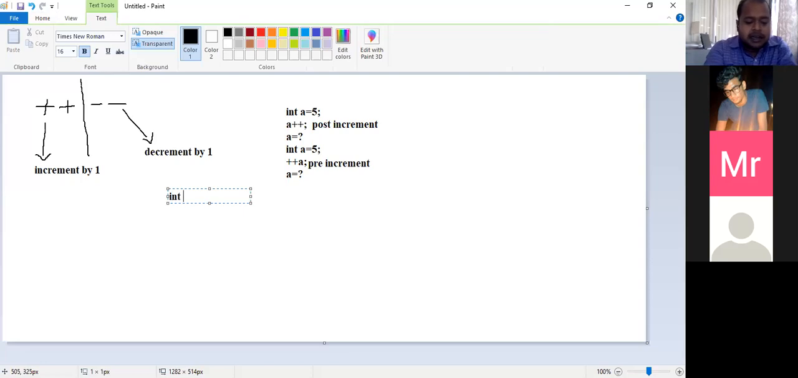Suppose int A equal to 5, and there is another variable called B. Then I am writing B equals to A plus plus, and I want to know the value of B. And again, for the same sequence of code, in place of that, B equals to plus plus A, and I want to know the value of B. Then what happens? This is the first case.